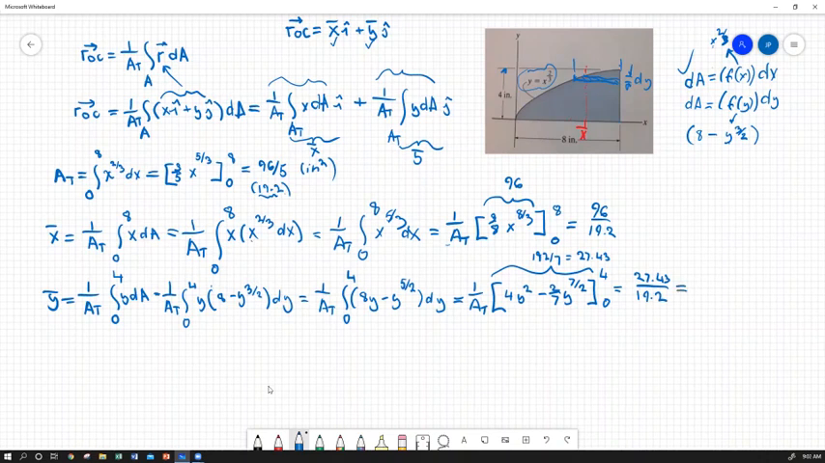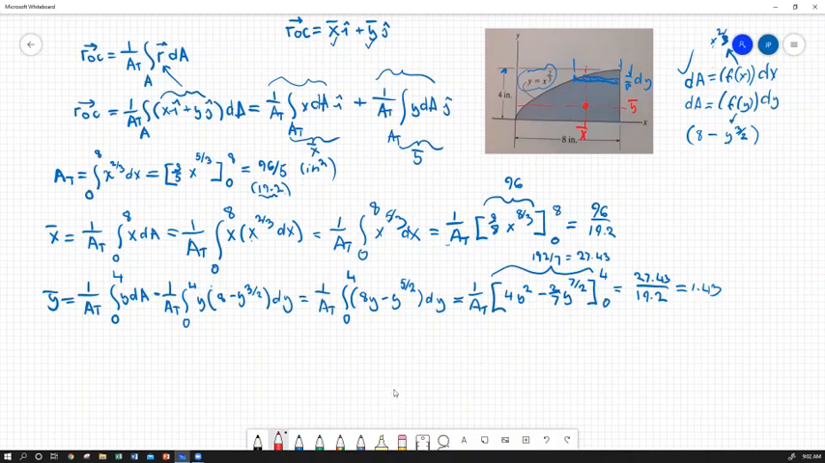What did that end up being? 1.43. Okay, that's actually good because we know it really should be down near the bottom somewhere because we've got more area at the bottom end. So that's our y. So our centroid is somewhere around where the red dot is. Is that making sense, everybody? Both of you?